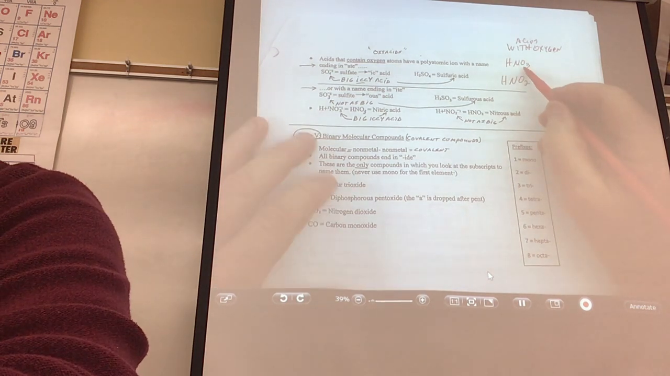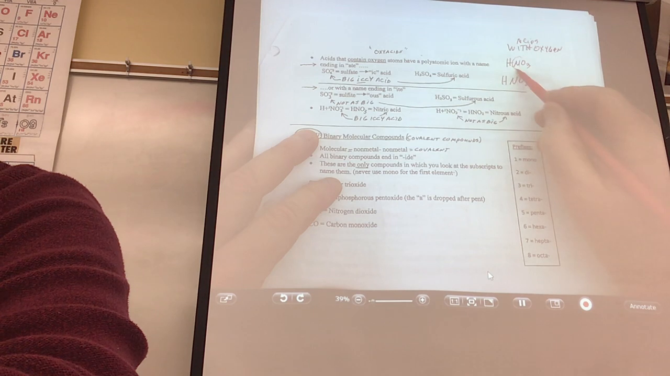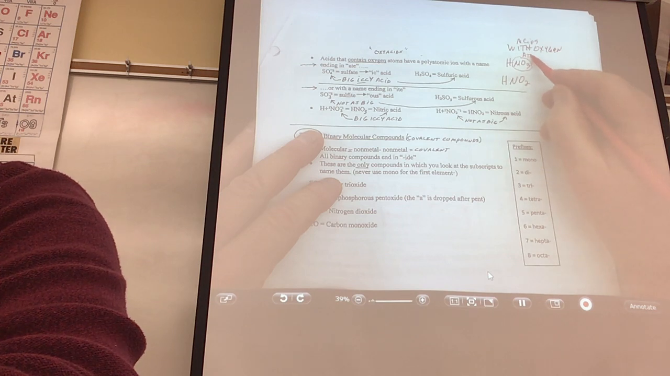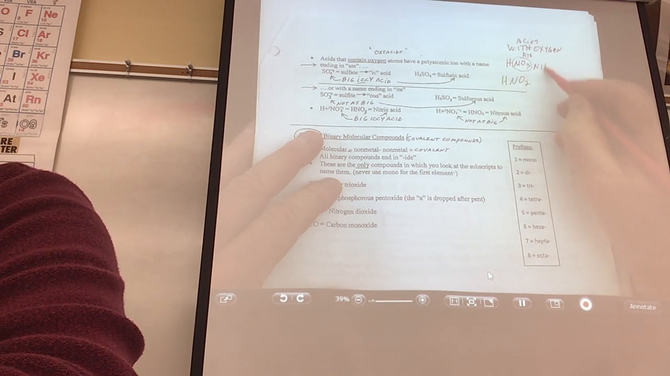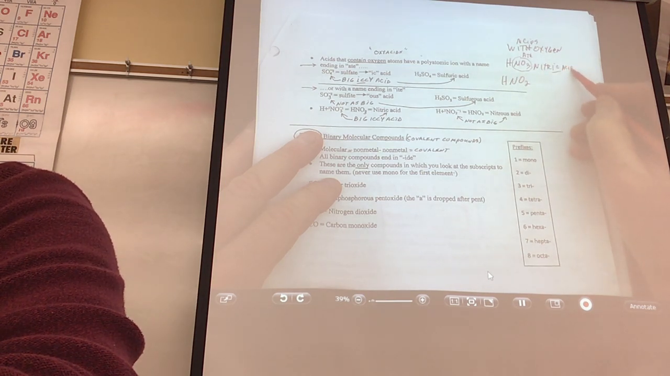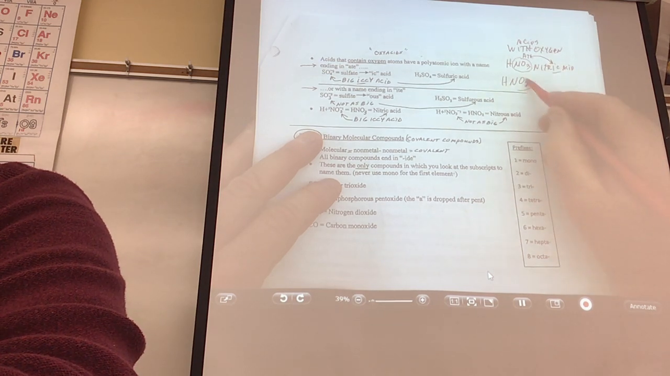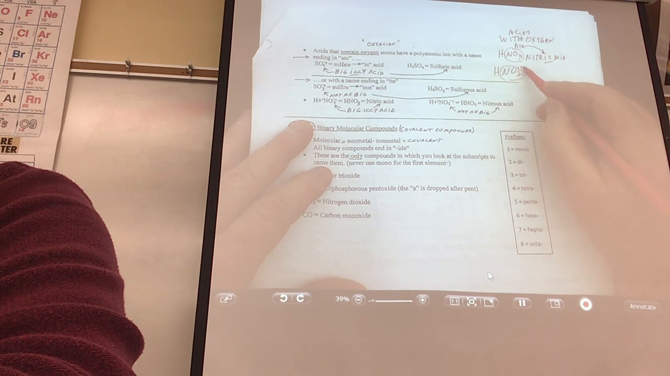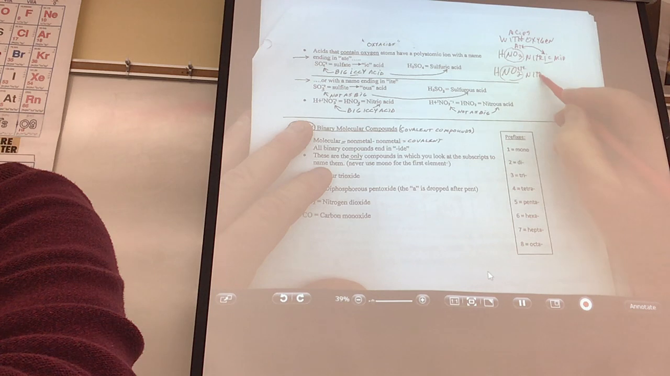If you have oxygen in your acid, tell me the name of that polyatomic ion. Nitrate. Get it? If it ends in ate, then it simply becomes nitric acid. Watch. Now, what's the name of this polyatomic ion? It ends in ite. If the polyatomic ion ends in ite, nitrous.